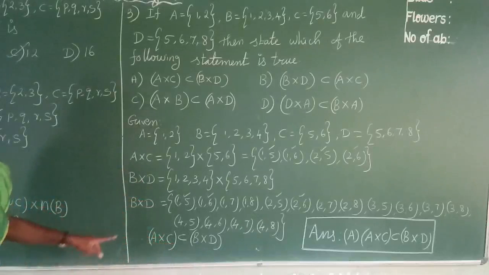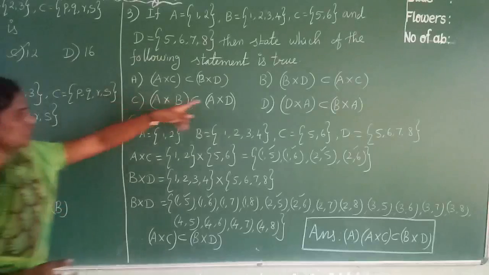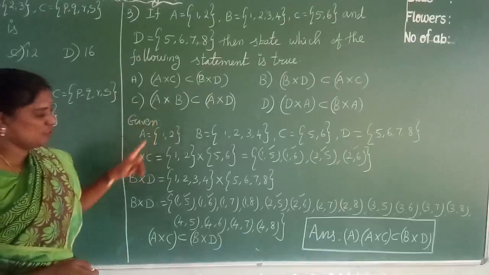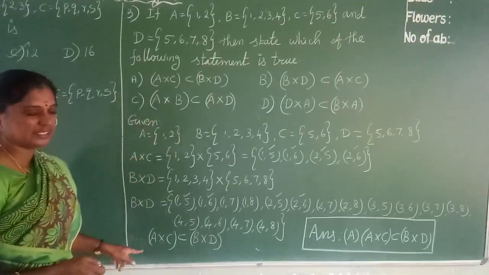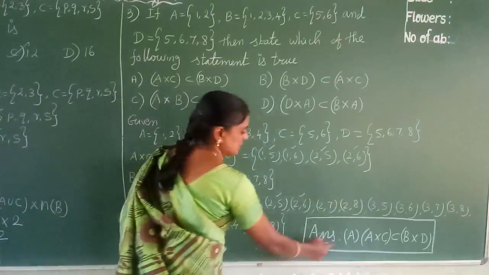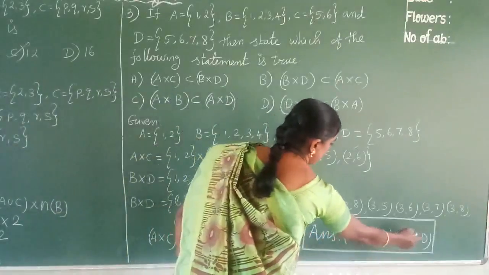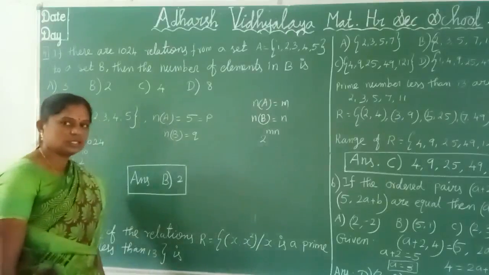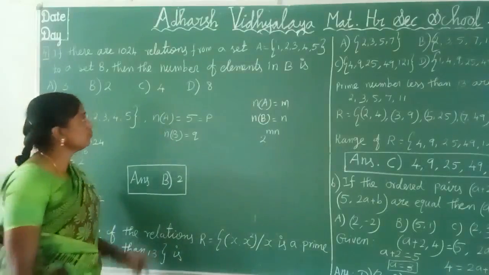Is it clear? If you have doubt, check these four options and then you find the correct answer. So the first option gives the correct answer. Therefore the answer is the first option: A cross C is contained in B cross D. Is it clear? Now we discuss the fourth one.